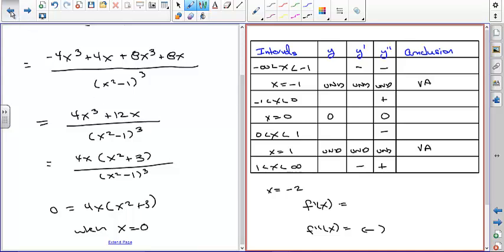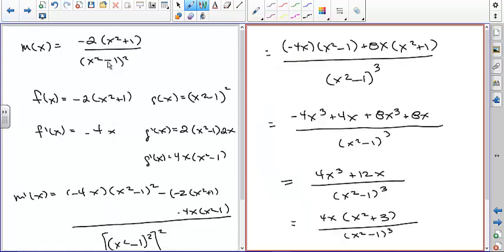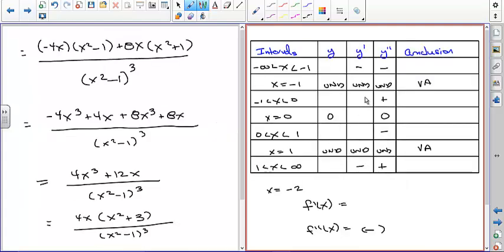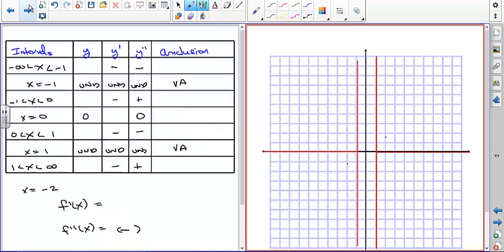And then if you go back to the first derivative, this quantity is squared all the time. This is always positive. So these are both positive. So this is always negative. This first derivative is always negative. So we've filled in everything now. So let's see if we can draw this thing. Let me see if I've got a piece of graph paper. There you go.